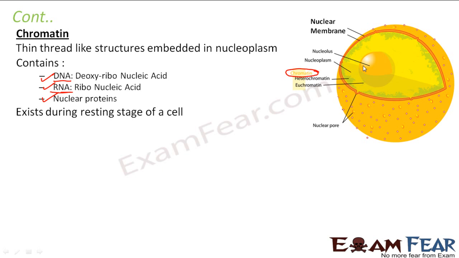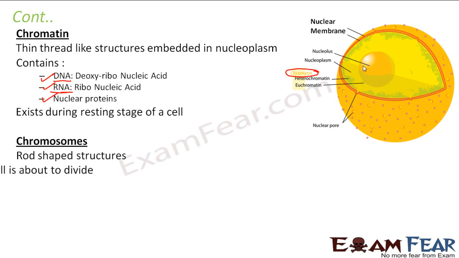Now what happens is that when the cell is in a resting stage, what is a resting stage? That means the cell has no plans to divide right now. Correct? Then we say that the cell is in the resting stage. Now when the cell is going to divide, that means when cell division is going to take place, we say that the cell is in the dividing stage. Correct? So when the cell is in the resting stage, we can see chromatin. That means the thread-like structures are seen only when the cell has no plans to divide. Right? So then when do we see a chromosome?